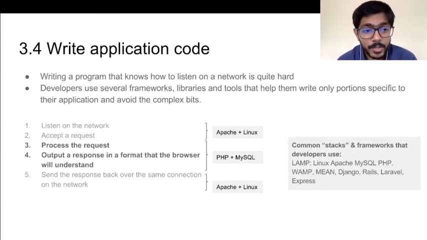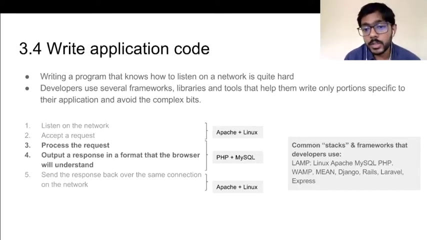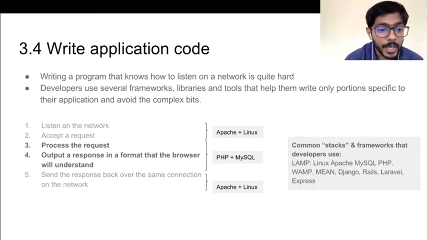Now, if you think about it, this is quite complicated. Writing a program that knows how to listen to the network and how to respond to the network is pretty complicated. Developers often use several frameworks, libraries, and tools to help them write portions that are specific to their application and avoid writing the complex bits. For example, in our 5-step process, we only want to care about step 3 and 4 because that is what is unique to our web app. Steps 1, 2, and 5 are common for all web apps, and we should use a framework or a library to help us do it.